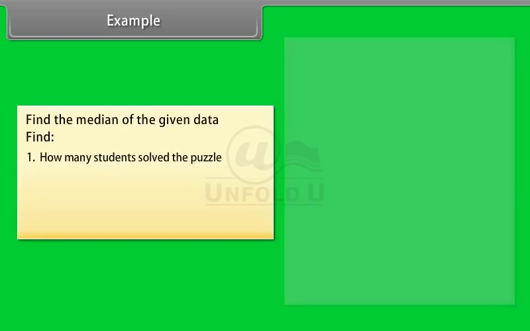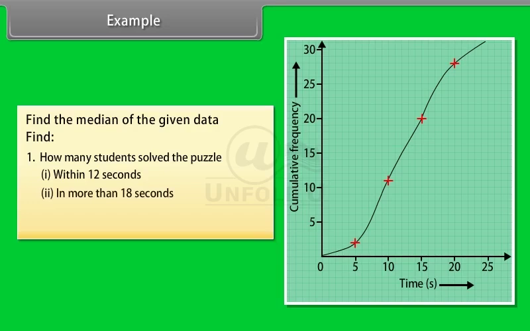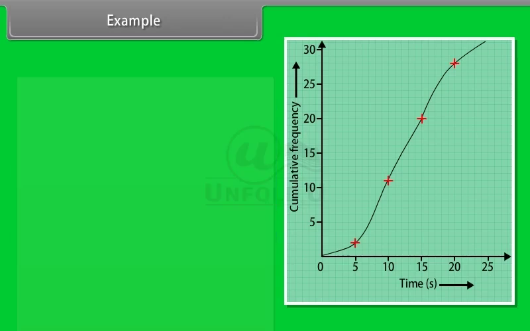Example. Find the median of the given data. Find 1. How many students solved the puzzle within 12 seconds, in more than 18 seconds. 2. The time by which 28 students had solved the puzzle.